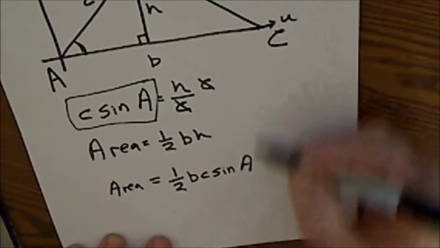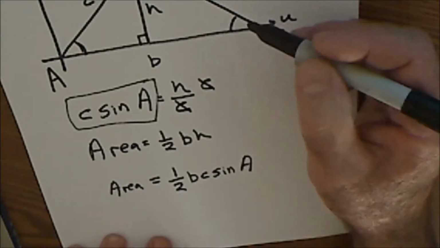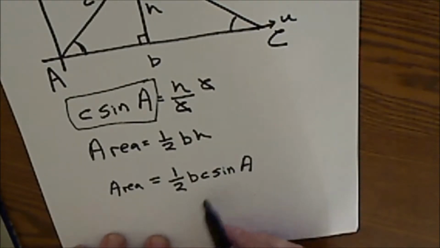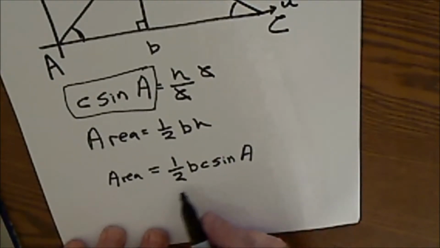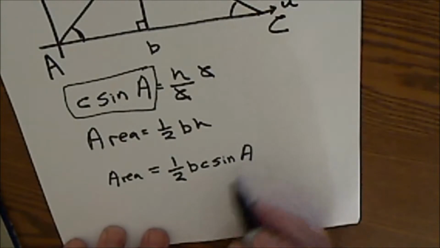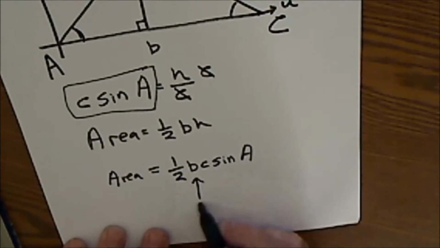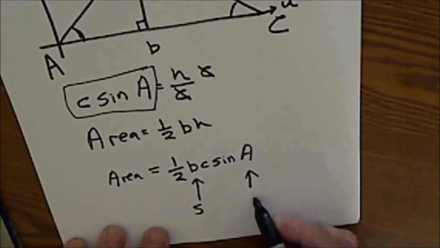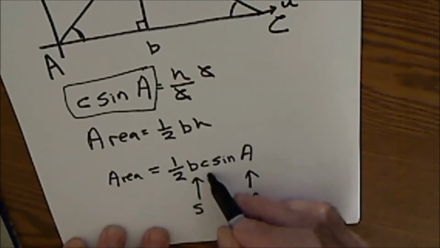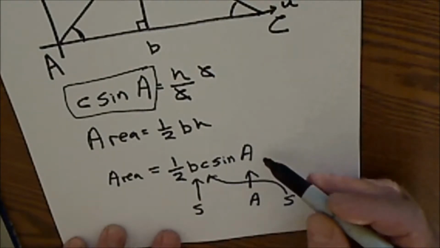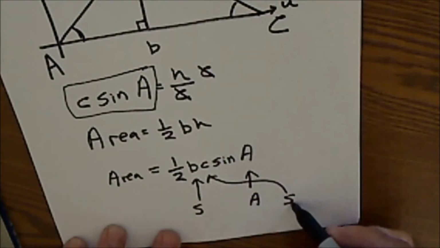And that could work for every one of these angles. So that's actually our next equation for area of a triangle. Area of a triangle is 1/2 BC sine of A. And I remember that it's always, this is a side, this is the angle in between two sides, and this right here is the other side. So this equation only works in a side, angle, side triangle.